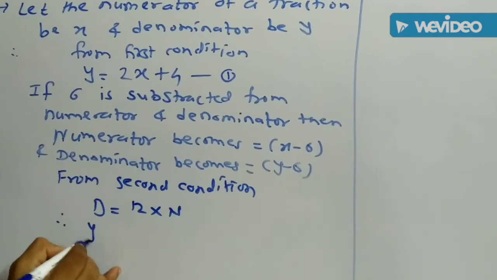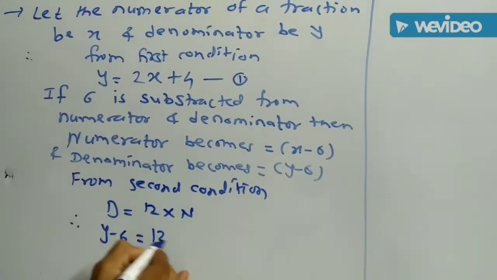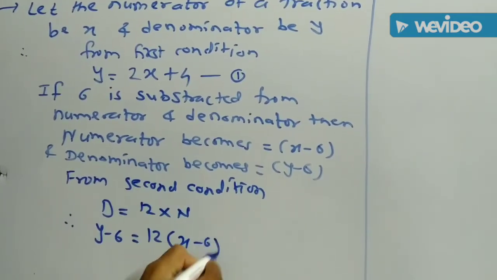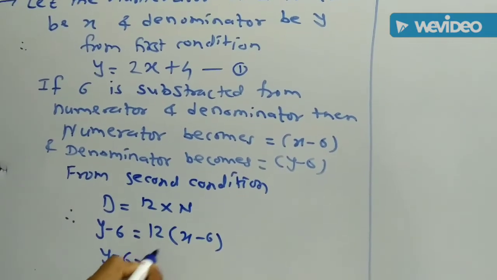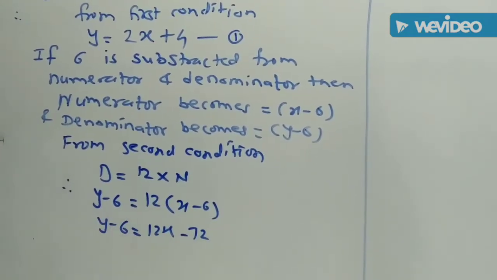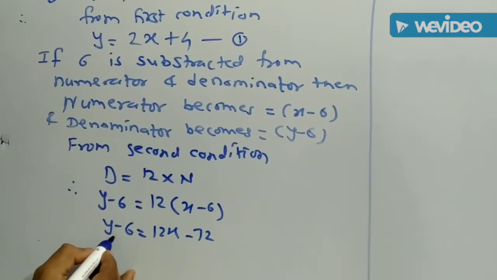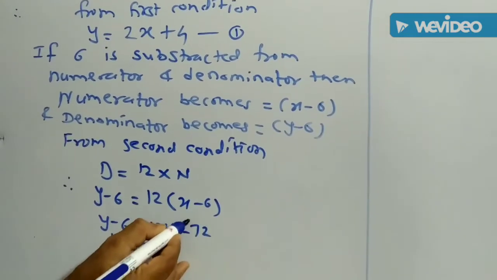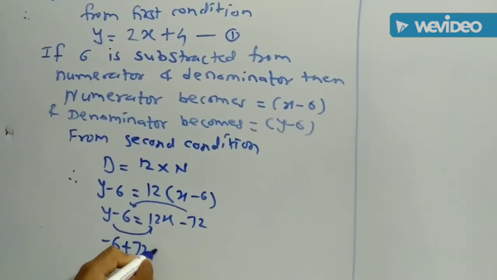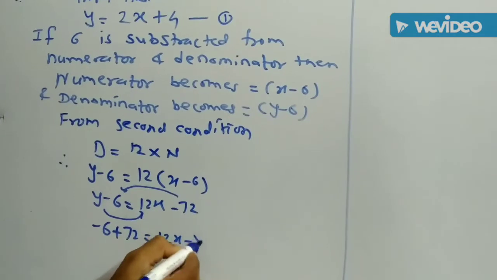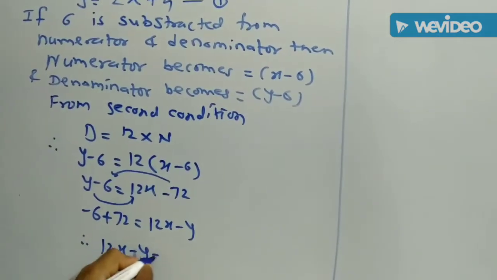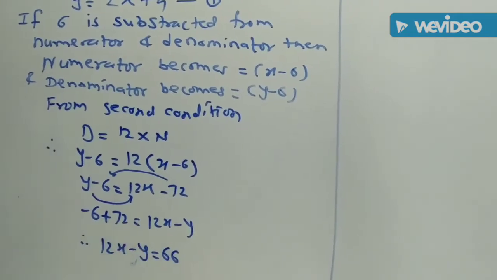So y minus 6 is equal to 12 into the bracket x minus 6. Now y minus 6 is equal to 12x minus 72. Now this plus 6 gets converted to minus, and minus 72 gets converted to plus, that is, minus 6 plus 72 is equal to 12x minus y. That means 12x minus y is equal to 66.